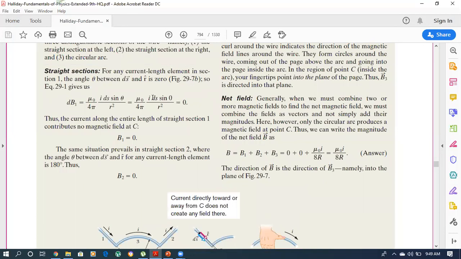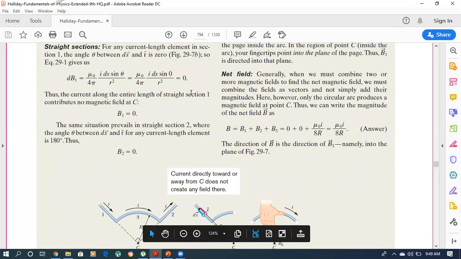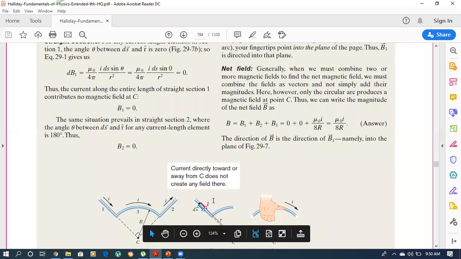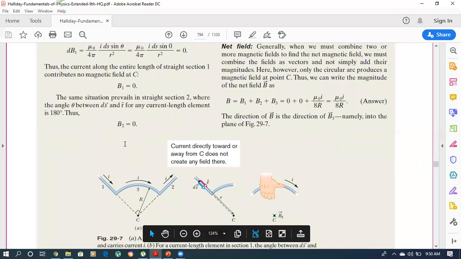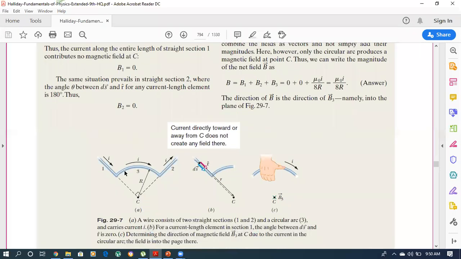Because the direction of the current and the length segment are in the same direction, the angle between them will be 0. So the magnetic field due to segment 1 at point C will be 0. Similar is the case with B2 for segment 2. So there will be only the magnetic field due to this curved portion.